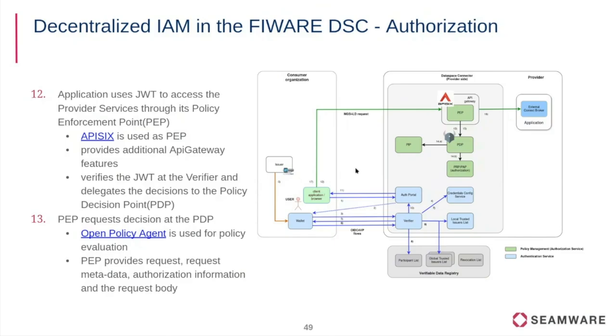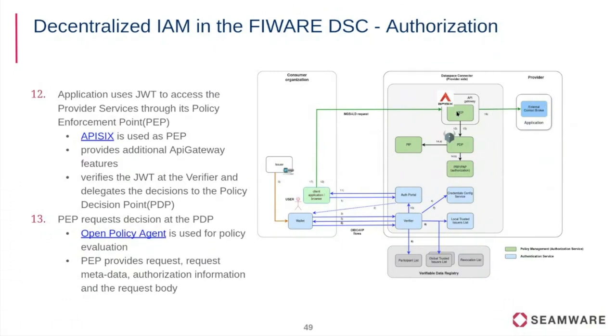Now, let's go to the authorization part. In this case, the application uses the JWT token and tries to access the actually provided service. We have the application here, which is not part of the data space connector, but usually made available through the data space connector. So our client application will now try to request this application.